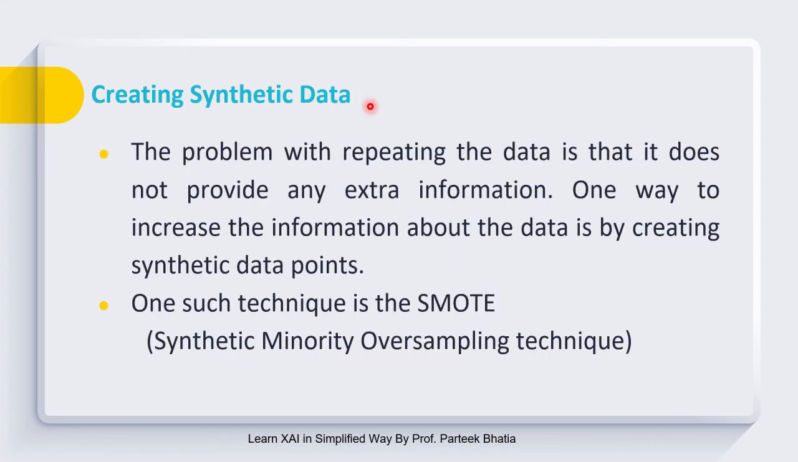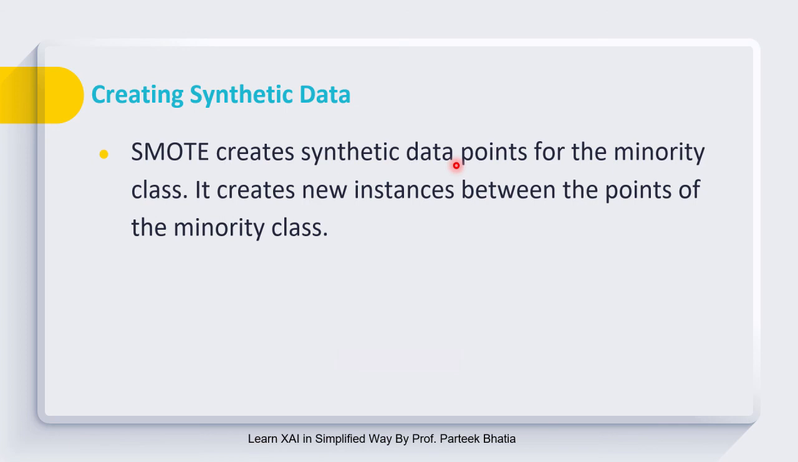The third technique to balance the data is to generate synthetic data. Because the problem with repeating the data is that it does not provide any extra information. Here we are just repeating the existing records. So one way to increase the information is to generate the data synthetically. And for this, we use a technique called SMOTE. SMOTE stands for Synthetic Minority Oversampling Technique. SMOTE creates synthetic data points for the minority class. It creates new instances between the data points of the minority class.